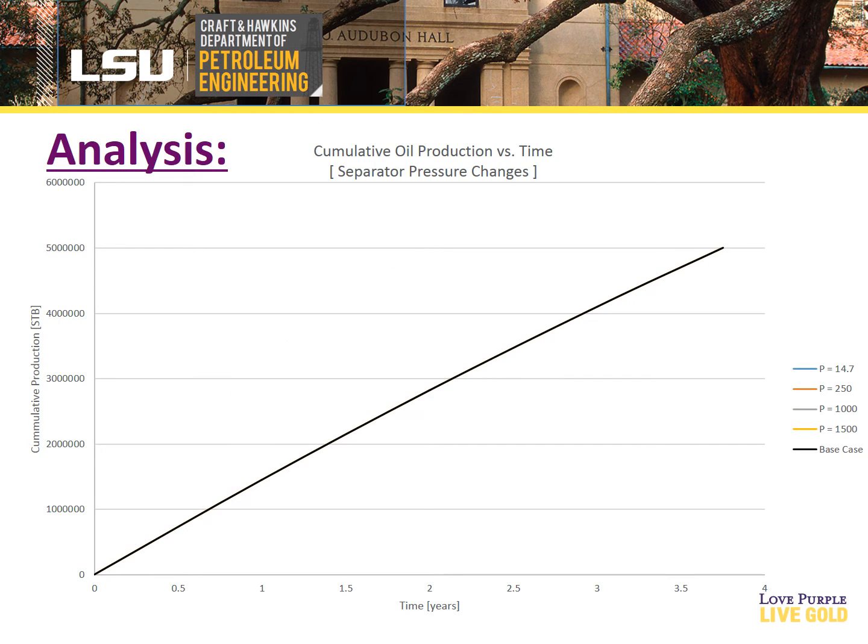This final base variant represents a separator pressure change. We chose values of 14.7 ranging up to 1500 psi at the separator. As you can see from the graph, little to no change has been made to the producibility or the producible time of the reservoir.